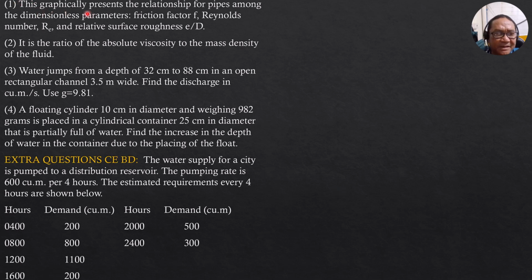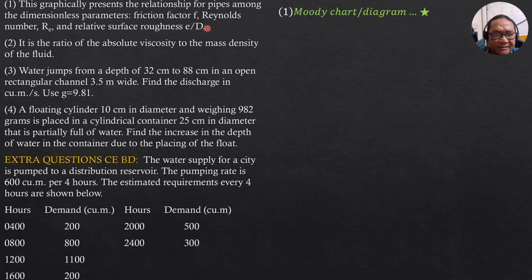Problem 1. This graphically represents the relationship for pipes among the dimensionless parameters such as friction factor f, Reynolds number R sub E, and the relative surface roughness E over D. So this is the Moody chart or the Moody diagram. That's the answer.